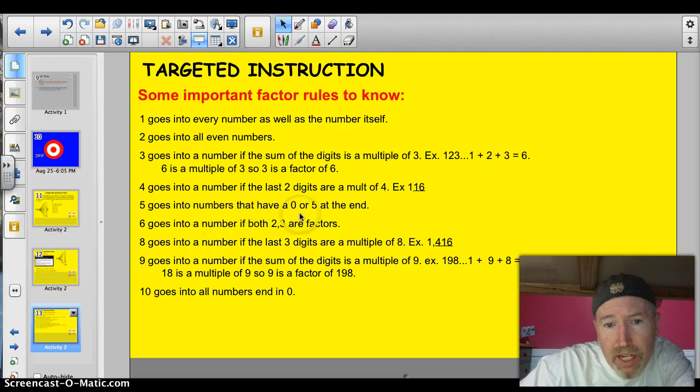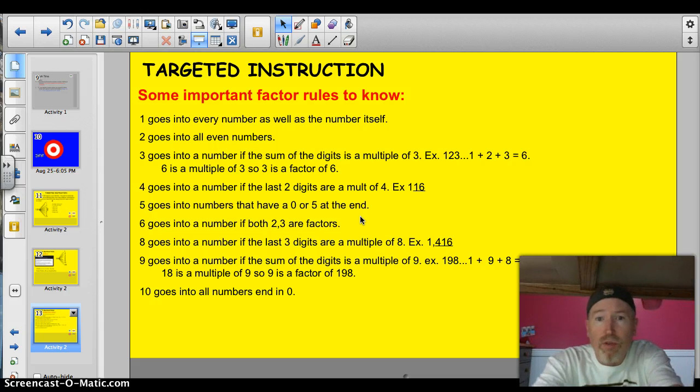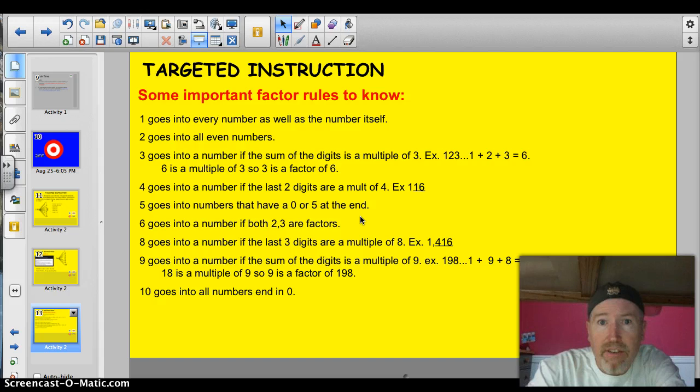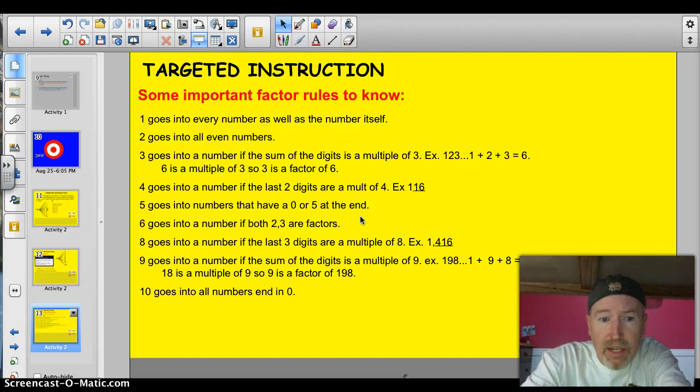5 goes into numbers that have 0 or 5 at the end. And that's pretty easy when the kids know. But try to remember these other ones. 6 goes into a number if both 2 and 3 are factors. Very handy rule that kids forget all the time.